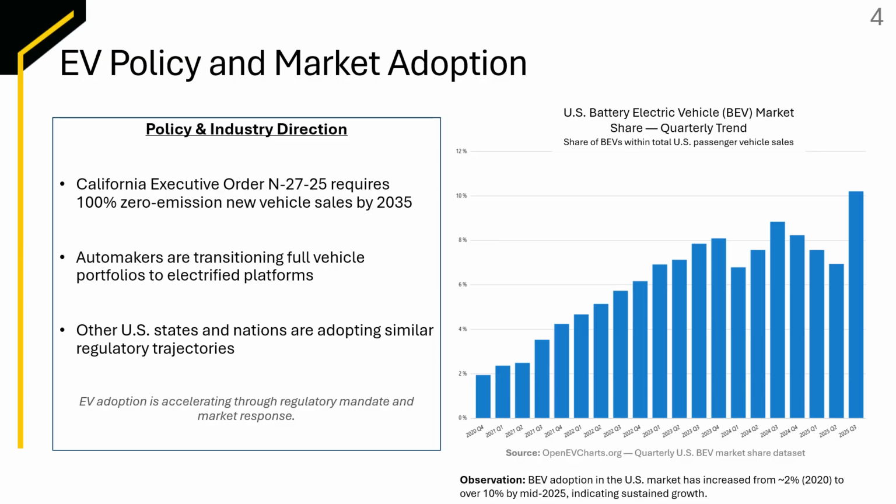As concern for climate change and pollution has increased, mandates such as California's Executive Order N-27-25 have required a 100% zero-emission EV vehicle mandate by 2035. Automakers have begun to transition their full market lineup into electrified platforms, and other states are following suit. The trend for battery electric vehicles has increased over the past couple of years and is expected to make a full market adoption within the next few decades.